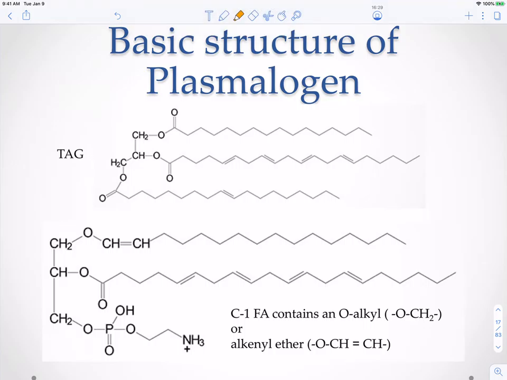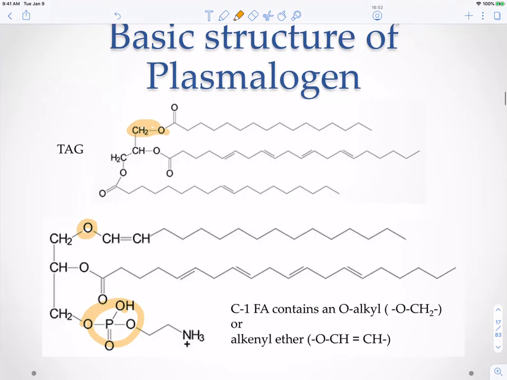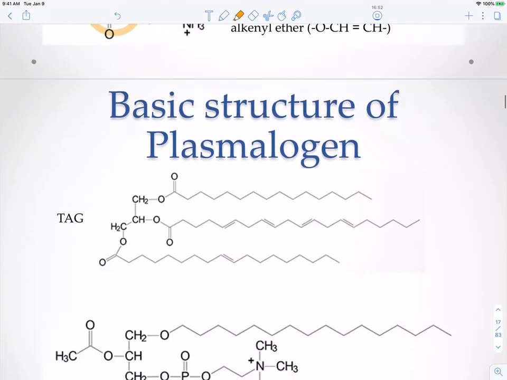you have the carbon one is going to contain a fatty acid, which is going to look a little different than our carbon one of our TAG, in that you're going to have the oxygen bound to an alkyl group or an ether group. And so that's very different. And you will also have, of course, a phosphate group that can have many things added to it, depending on what kind of plasmalogen it is.